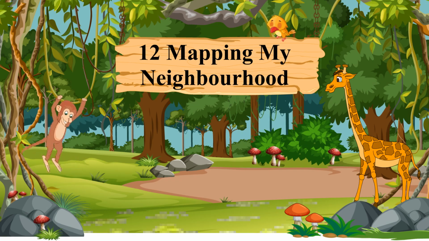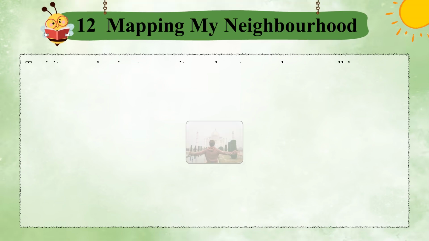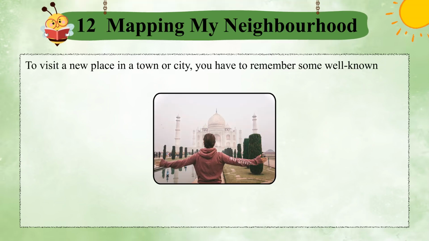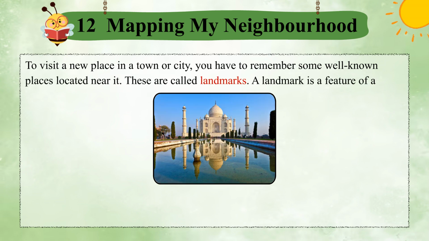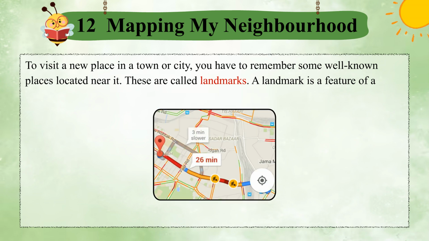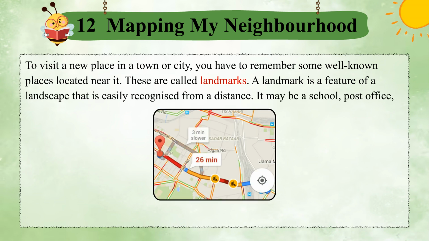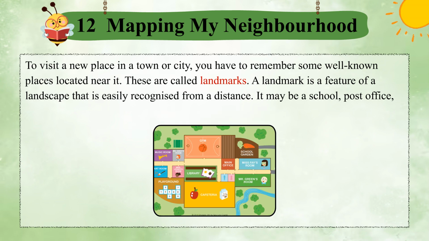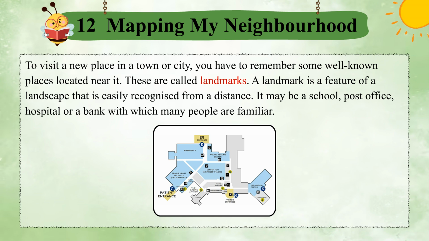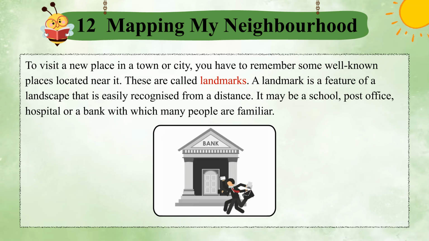Chapter 12. Mapping My Neighborhood. To visit a new place in a town or city, you have to remember some well-known places located near it. These are called landmarks. A landmark is a feature of a landscape that is easily recognized from a distance. It may be a school, post office, hospital, or a bank with which many people are familiar.